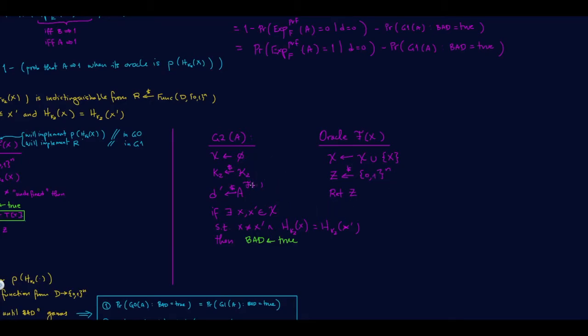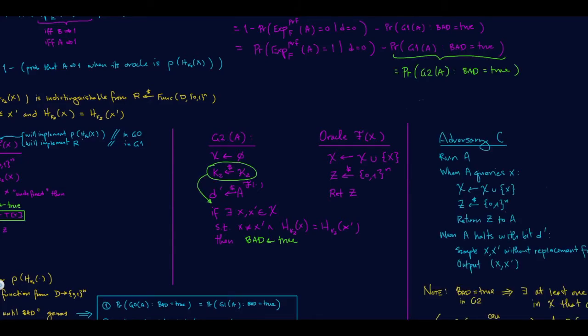So now we're in G2, and we've argued that the probability of bad being set to true in G1 is the same as it is here. And so we can conclude, by adding the next layer, that this is just equal to the probability that in G2, bad gets set to true. And now check this out. Since this is never used until after A runs, because it's only used here, we can just move it till after A runs.